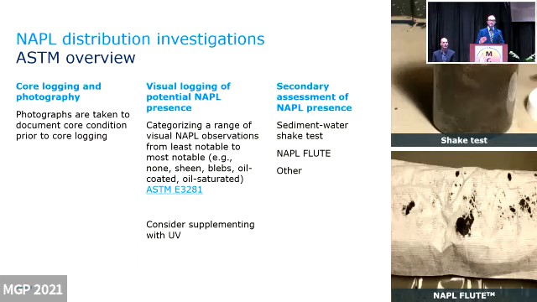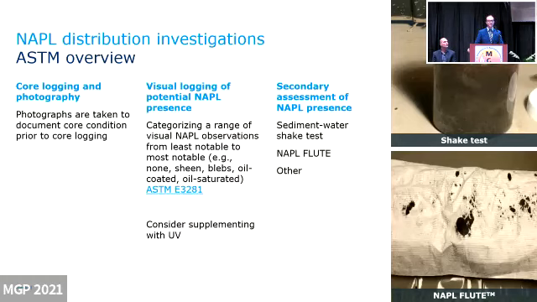But because NAPL is so hard to see in the sediment, the standard recommends, especially ASTM 3281, that visual observations only be used to locate areas of potential NAPL presence, and then a secondary tool be used to confirm NAPL presence. One of the more common ones used is the sediment water shake test, where a sample of sediment is placed in a jar with distilled water and shaken around to agitate that NAPL free of the sediment.